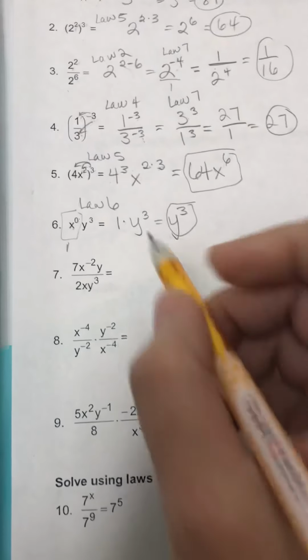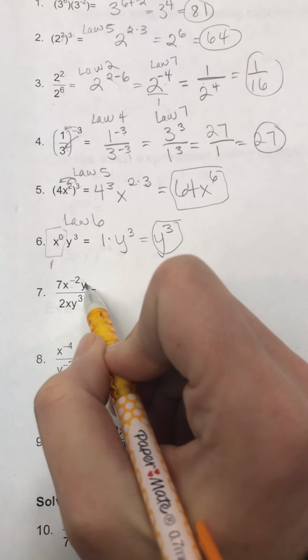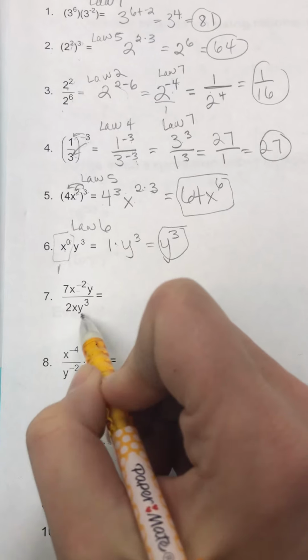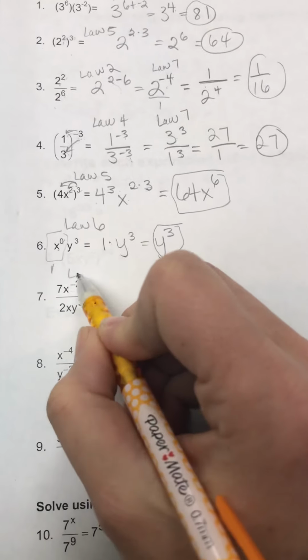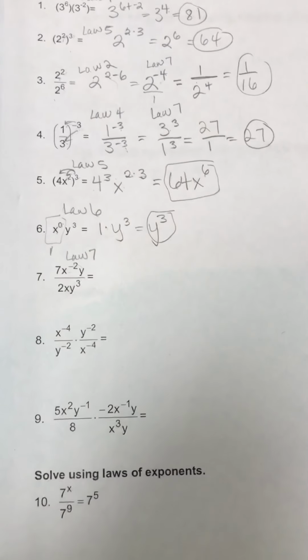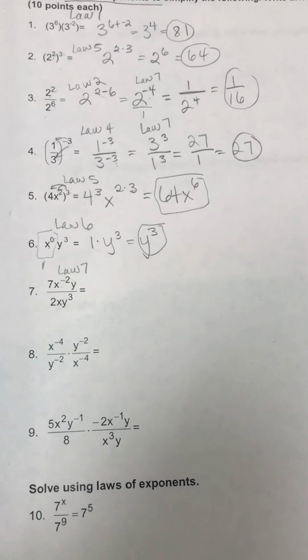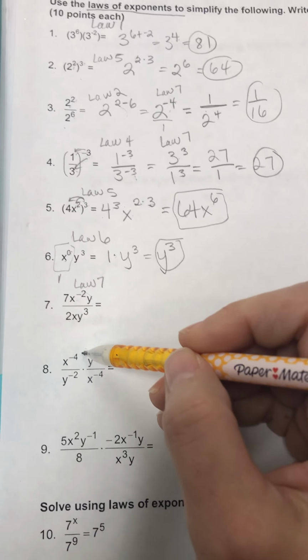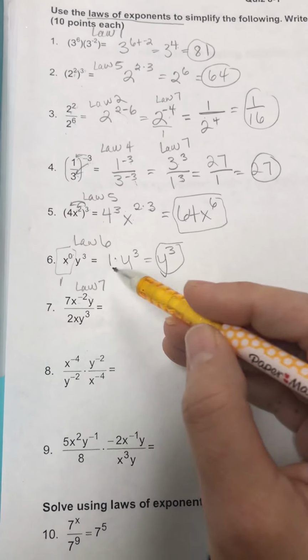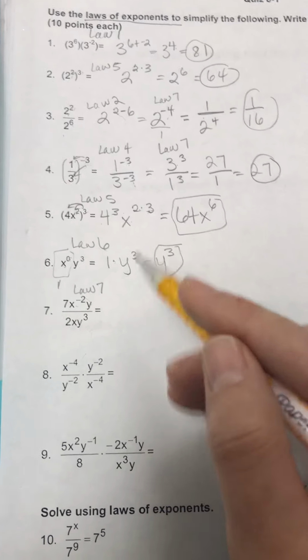Okay, number 7. 7x to the negative 2 times y all over 2x y cubed. So my first step here would be law 7. When I have a negative exponent, in the notes I've showed y'all before, I always move my negative exponents first and make them positive. So then I only have to work with positive exponents.